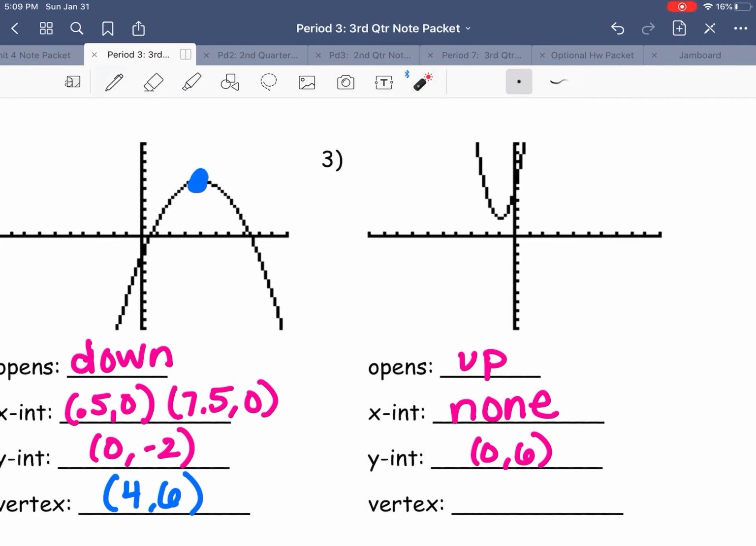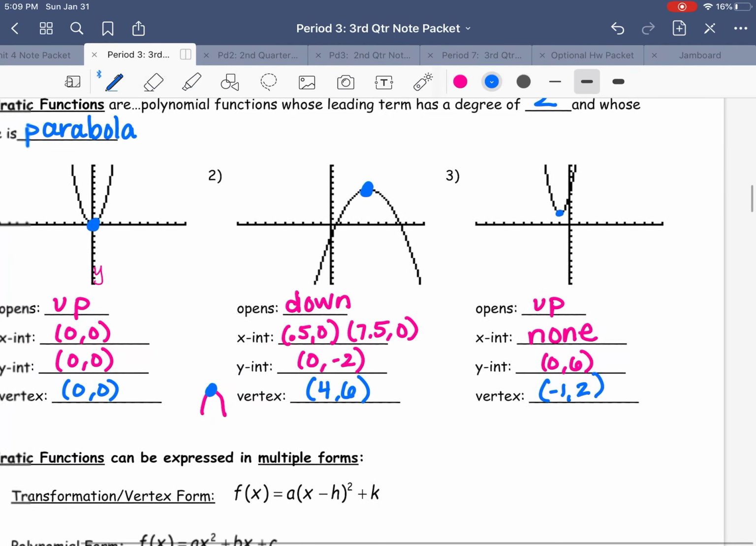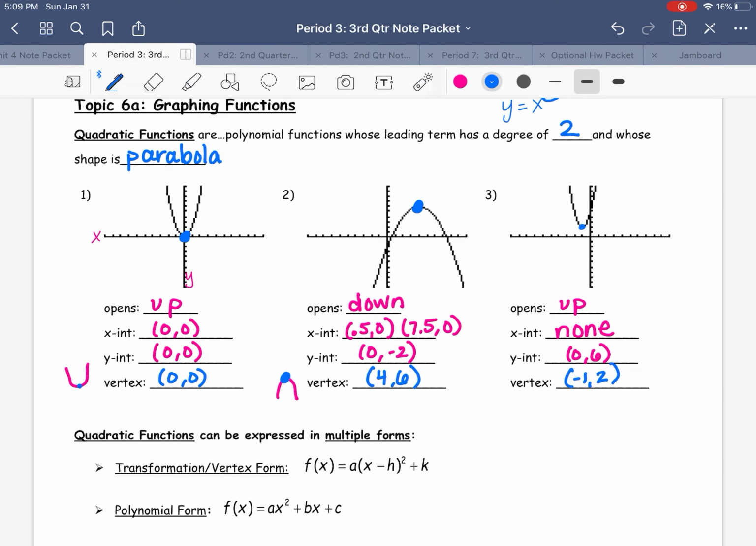(0, 6). My vertex is going to be this lowest point right here. I can pretty clearly see that it is -1, and then it looks like it's about up 2. So right here, and it is (-1, 2). So that's how we can do it if we're looking at a graph.